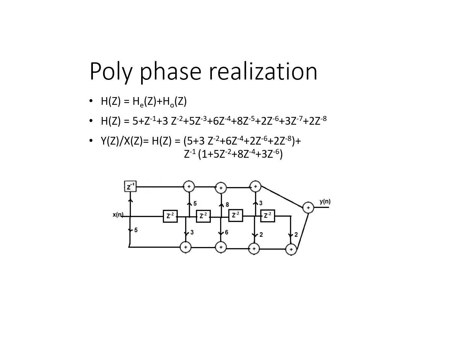So if you are taking even powers of z, that means 5 z power 0, the next term 3 z power minus 2, 6 z power minus 4, 2 z power minus 6, then 2 z power minus 8. The remaining odd powers of z are z inverse, then 5 z power minus 3, then 8 z power minus 5, then 3 z power minus 7. Among these terms, you take z inverse as common, then remaining you will get 1 plus 5 z power minus 2, then 8 z power minus 4, 3 z power minus 6.